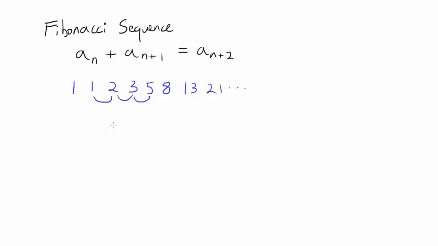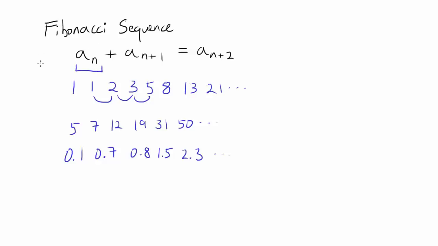But it does not have to start with 1, 1. It can start with 5, 7, and we can continue: 5, 7, 12, 19, 31, 50, and so on. It can start with 0.1, 0.7, then you get 0.8, 1.5, 2.3, and you continue on. So all of these are Fibonacci sequences, where the nth term plus the n plus first term is the n plus second term in the sequence.